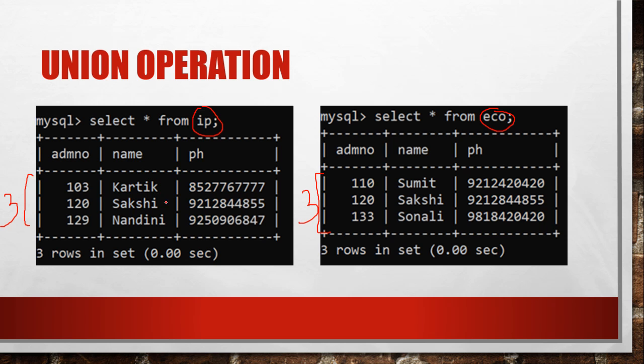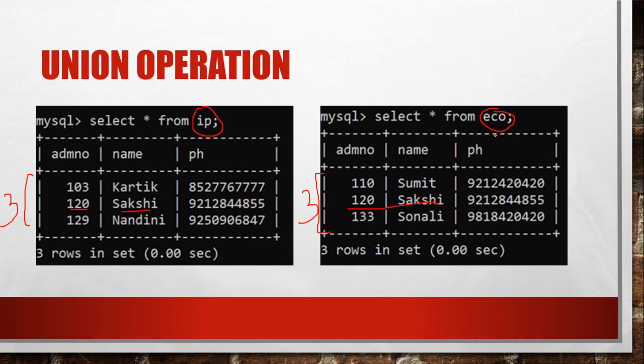Why? Because there is a student named Sakshi whose admission number is 120. She is a student of the IP class as well as of the Eco class. So a single student is attending both classes. That's why she is counted twice, which gives us the wrong figure, right? So what will the union operation do? Union operation will combine the records of both the tables in such a way that common records appear only once.